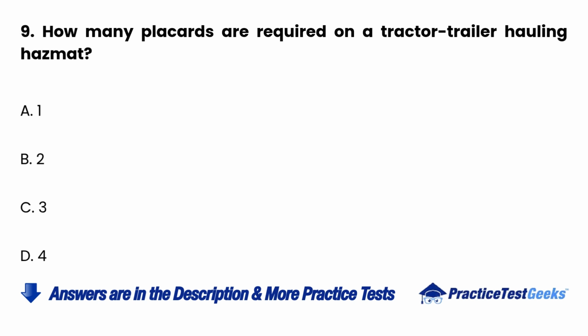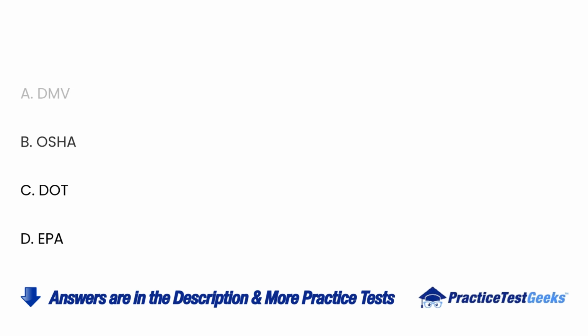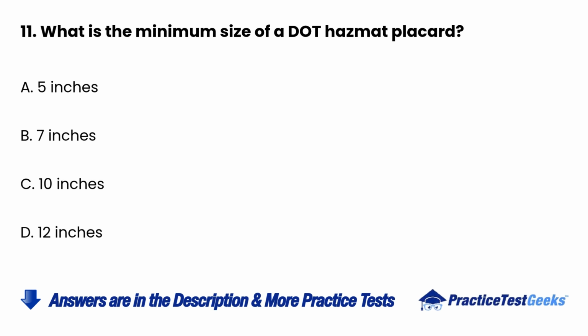9. How many placards are required on a tractor-trailer hauling hazmat? A. 1. B. 2. C. 3. D. 4. 10. Which agency regulates hazmat placards and labels? A. DMV. B. OSHA. C. DOT. D. EPA.